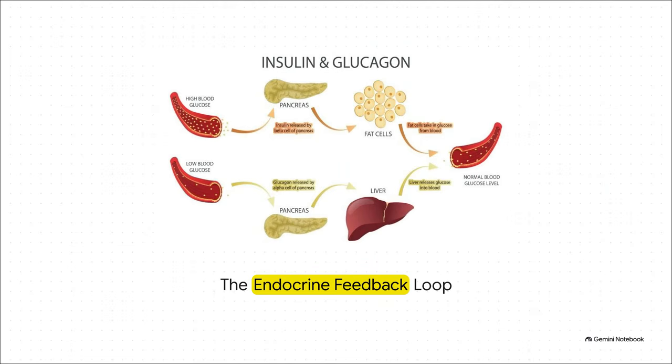And this brilliantly illustrates that exact endocrine feedback loop in action. It's an incredibly elegant automated system. High blood glucose triggers the beta cells of the pancreas to release insulin, which drives glucose into the fat cells and liver, returning the blood to normal levels. Conversely, low blood glucose triggers the alpha cells of the pancreas to release glucagon. This tells the liver to release its stored glucose, which, again, returns the blood to a normal level. As long as this loop functions, the body stays in perfect homeostasis.